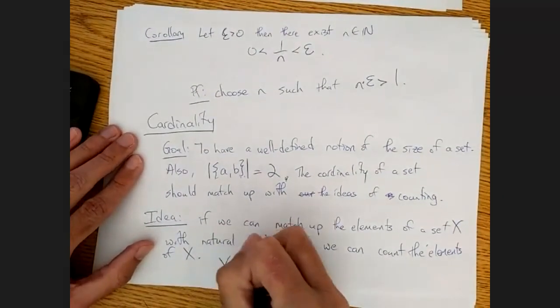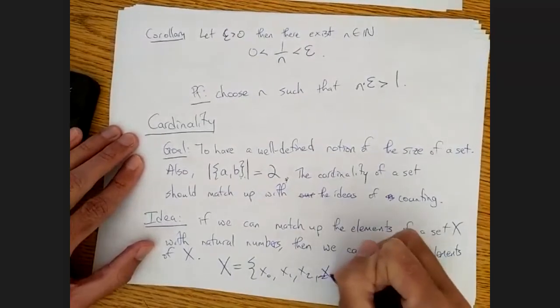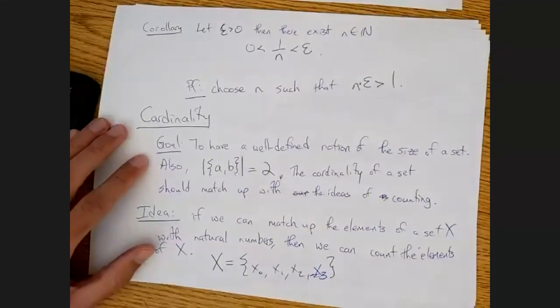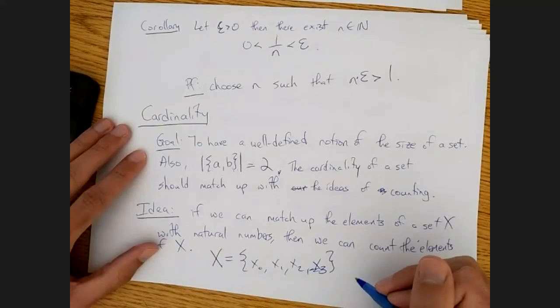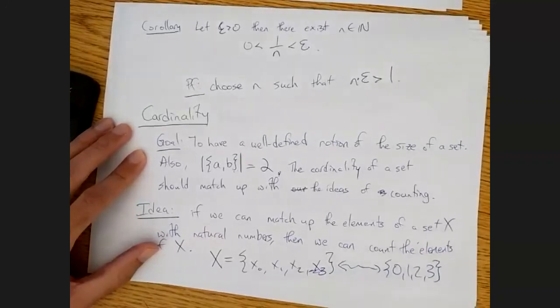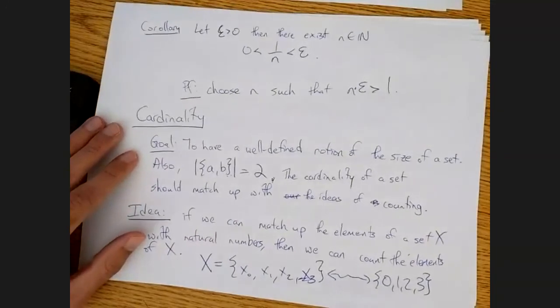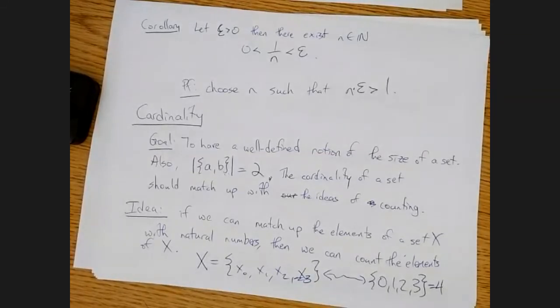In other words, if we can write X equals {X0, X1, X2, X3}, then we have matched up the elements of X with this set, {0, 1, 2, 3}. Now, if we remember the definition of our natural numbers, this is the definition of the natural number 4. And this is the idea we use to count things.